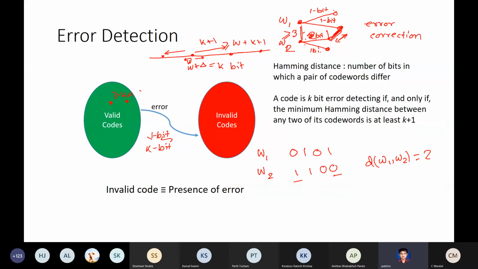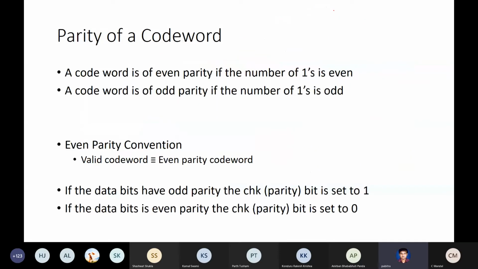Let's see one scheme. One of the simplest or earliest schemes is based on something called the parity of the code word. A code word is said to be of even parity if the number of ones in the code word is even, and odd parity if the number of ones is odd. We take a convention called the even parity convention. What it means is that all valid code words should have an even parity.